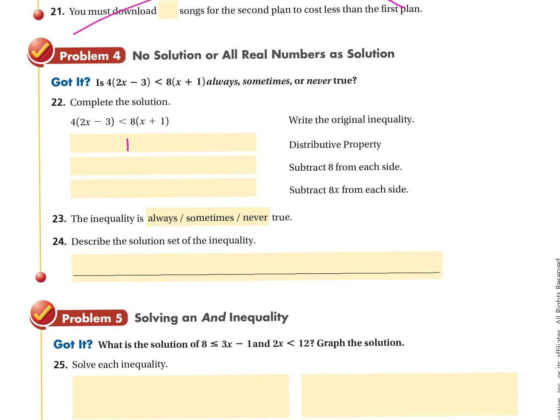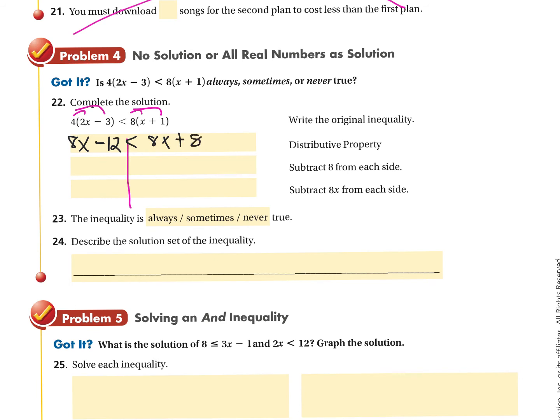Okay, so I'm going to solve this. Again, I'm going to solve it algebraically just as is. The only difference is if I multiply or divide by a negative, I have to flip that inequality. So the 4 gets distributed, which gives me 4 times 2x is 8x. And 4 times negative 3 is negative 12. The less than sign doesn't change. And then I'm going to distribute the 8. 8 times x is 8x. 8 times 1 is 8.